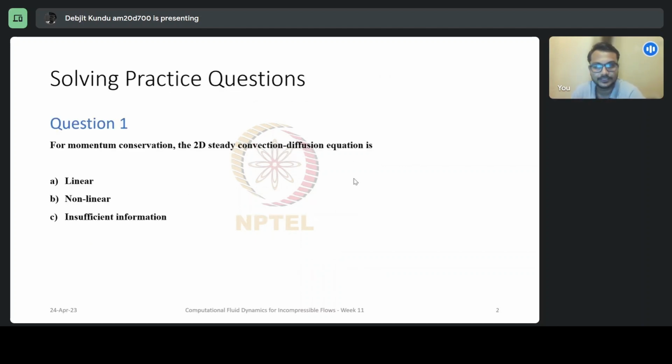So that brings us to the first question of today's session, which is asking us that for momentum conservation, the 2D steady convection diffusion equation is what? Is it option A, linear? Is it option B, non-linear? Or is it option C, insufficient information? That is, with the given amount of information, it cannot be ascertained whether it's linear or non-linear.